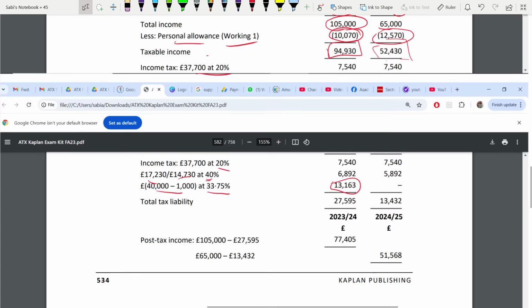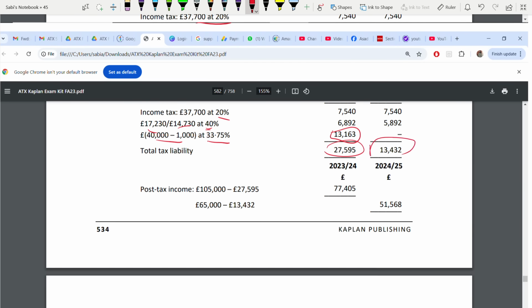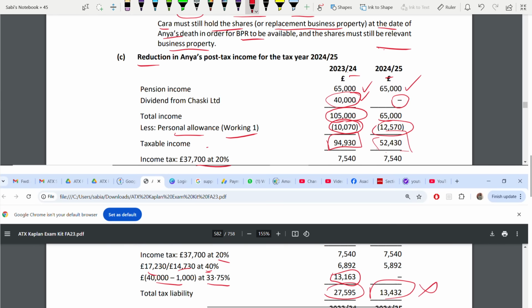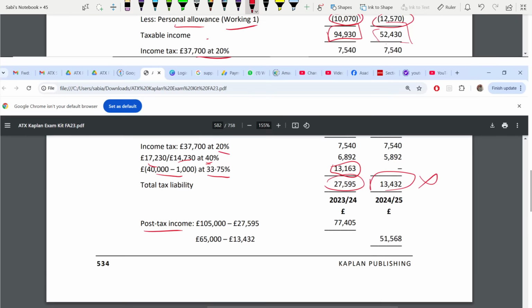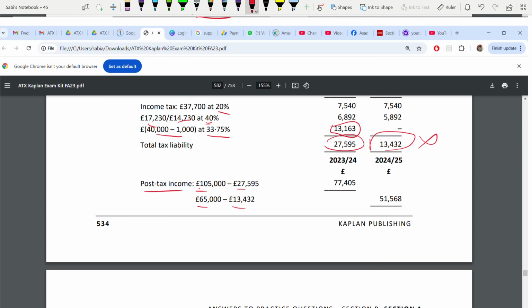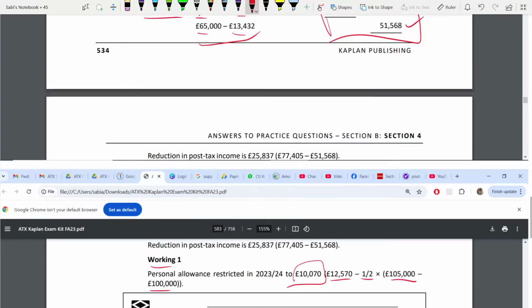Once you get your total tax liability, this is not what the examiner asked you. You still have one more step to go ahead. They asked you the post-tax income. That means from your income you have to deduct the tax. So what is your total income? 105 and 65. So from 105 and 65 deduct the tax of the two tax years and this is your post-tax income. If you missed out on this, you are going to lose away 1 or 2 marks. So you should not stop here. You should rather stop here. That's why I always read the requirements very well to know where you have to stop.